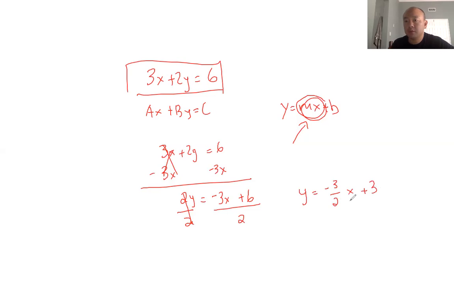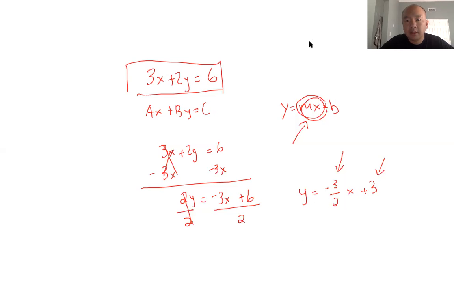Okay? So now what happens here? Well, we know that this negative 3 over 2 is the slope, and this 3 is the y-intercept. Okay, I hope that makes sense to you. Now for this week's lesson, we're going to compare two lines to see if they are parallel or perpendicular or neither. They intersect, they hit at a point.